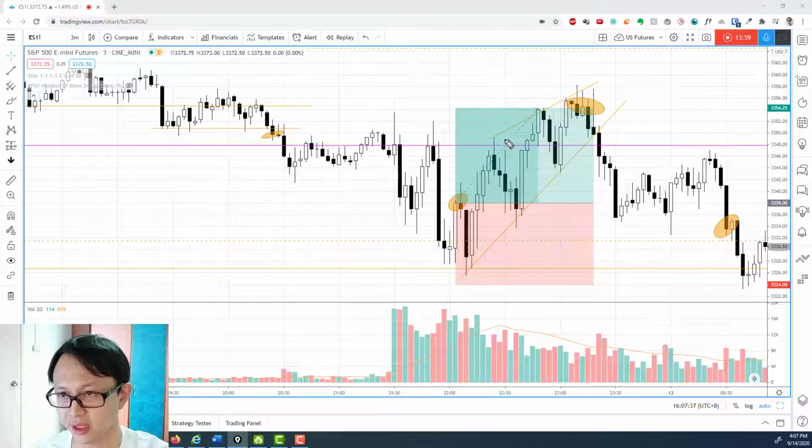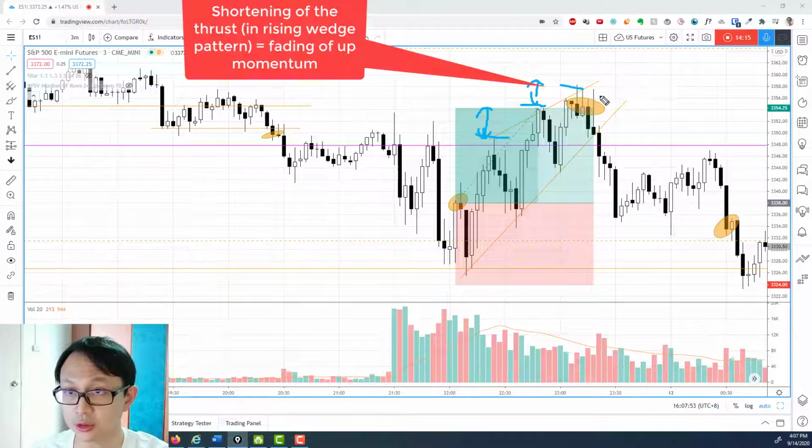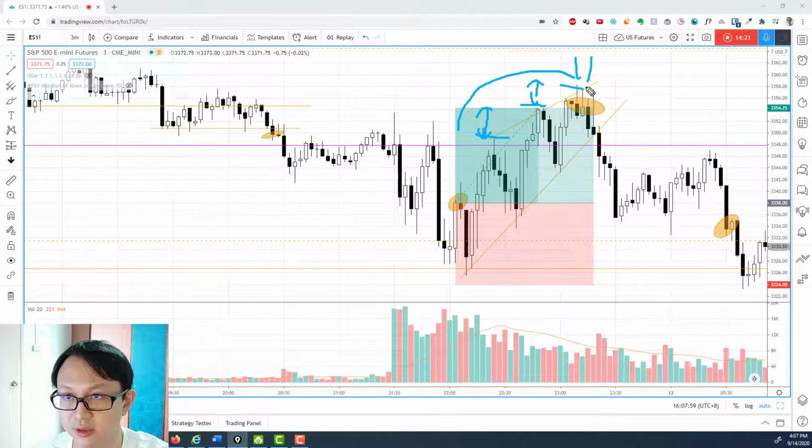And on top of that, what I actually saw was the shortening of the thrust. So we have the shortening of the upward thrust here, which suggested that demand is fading, the up momentum is fading. So I just closed it after I saw this shortening of the thrust together with the rejection tail as shown in these two bars here.